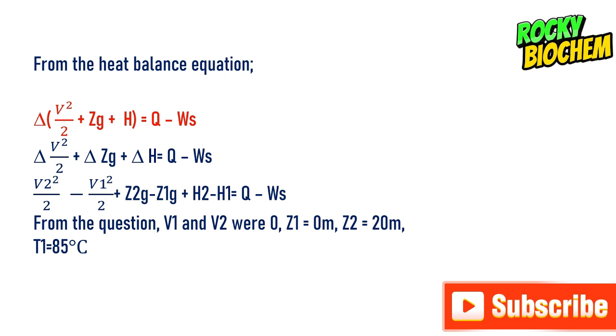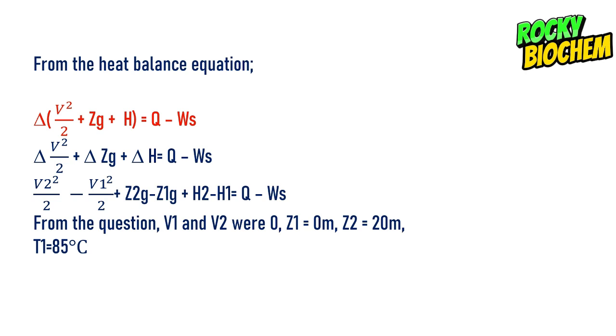The question also made mention of the fact that the height of the second tank is equal to 20 meters. And the initial temperature of the water in the first tank was also given to be equal to 85 degrees Celsius. But we don't know the corresponding H1, that is the initial enthalpy. So let's use this particular temperature here, that's T1, to find the corresponding enthalpy value from the steam table.